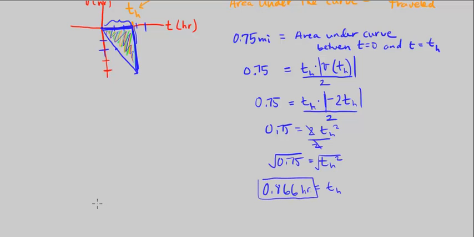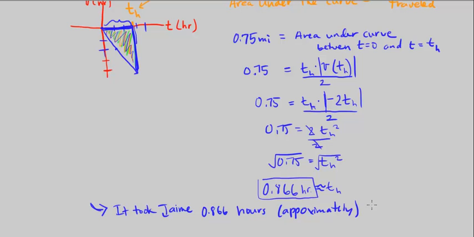So let's write our answer in a sentence. How long did it take him to get home? It took Jaime approximately 0.866 hours, and we can say approximately because I rounded here, so let me add the approximate symbol, to get home from school, 0.75 miles away.